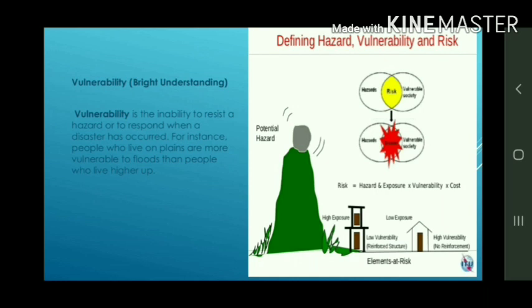Vulnerability. Isang bright understanding. Vulnerability is the inability to resist a hazard or respond when disaster has occurred. For instance, people who live on plains are more vulnerable to floods than people who live higher up. Okay, that makes sense, di ba?